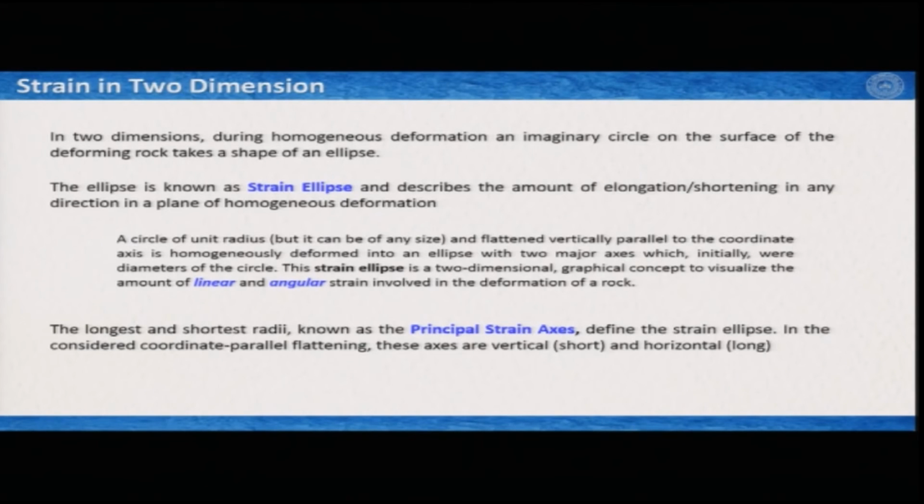Now if we look at strain in two dimensions during homogeneous deformation, an imaginary circle on the surface of the deforming rock takes the shape of an ellipse. This ellipse is known as the strain ellipse and describes the amount of elongation and shortening in any direction in a plane of homogeneous deformation. Now we will see the descriptions of the strain ellipse in the following slides.